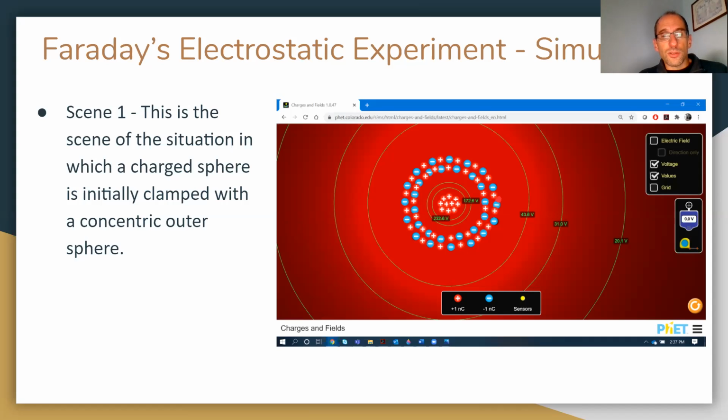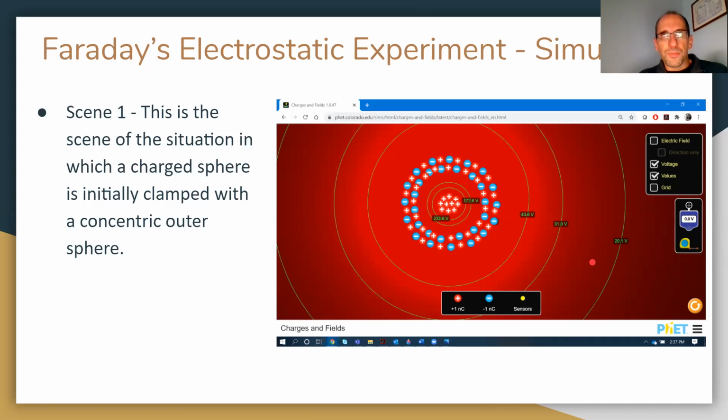So the total charge here from the inner sphere is establishing electric fields all around it. And these green circles here represent equipotential contours. So here it's 232.6 volts. Out here, it's like 172.6 volts. As you get further and further away, the equipotential contours represent voltages that are getting less and less, and way out in infinity, you have 0 volts.